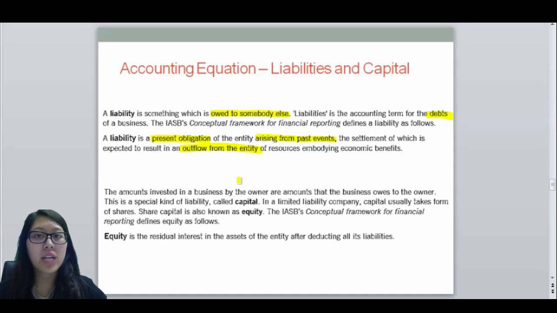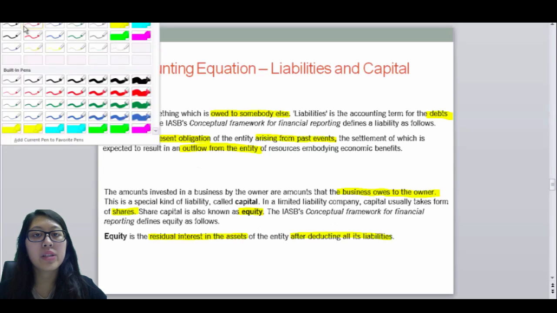Now, when talking about capital, capital is the amounts invested in a business by the owners. And so the business owes it to the owner. This is a special kind of liability called capital. In a limited liability company, capital usually takes the form of shares. Share capital is also known as equity. So equity is the residual interest in the assets after deducting all of its liabilities.